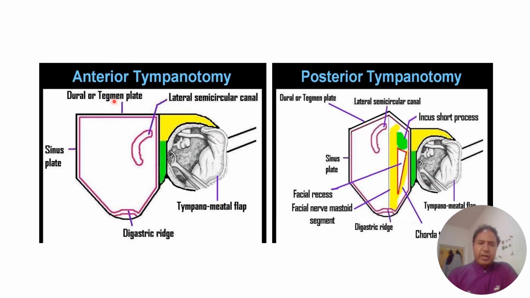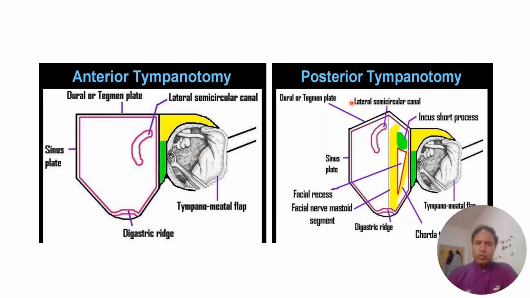Now we have the anterior tympanotomy. Through anterior tympanotomy, we have cut this and we have gone anteriorly. We have done the mastoidectomy, cortical mastoidectomy.